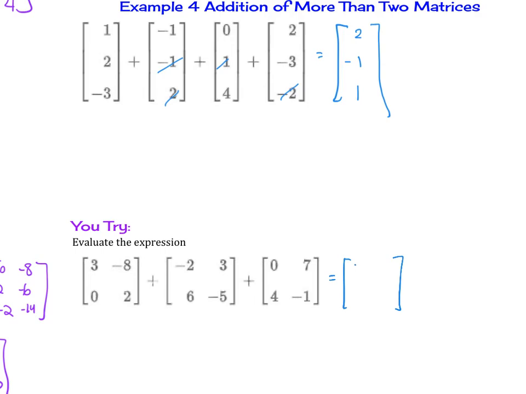So 3 minus 2 is 1, negative 8 plus 7 is negative 1, negative 1 plus 3 is 2. Then we have 0, 6, and 4, so that is 10. Then 2, negative 5, and negative 1. So that is negative 3 minus 1, which is negative 4.